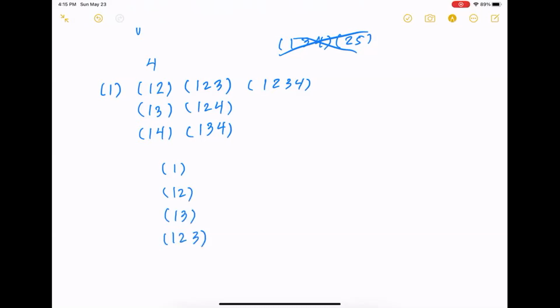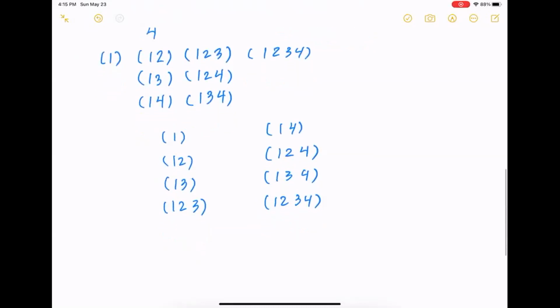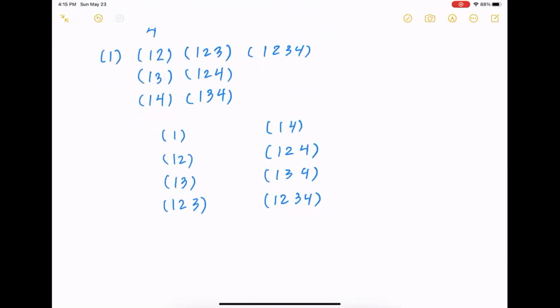Okay, so these are the ones that don't contain 4. And I'm going to write this in a kind of suggestive way, but you'll see. This is 1, 4. So does anyone see it? The cycles that contain 4. Yeah, the cycles that contain 4 are just the ones that don't have 4 with just 4 plopped into the end.